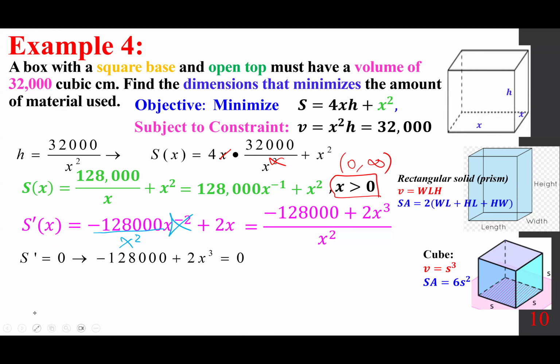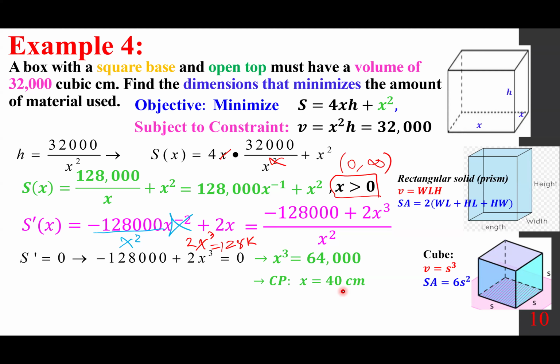And to solve this, 2x cubed is 128,000. x cubed is 64,000 and x is 40 units, centimeters. Very straightforward. So we have an open interval with one critical point, which means local becomes absolute. So what is this? Max or min? Well, we're going to go with one of the tests, first or second derivative test.